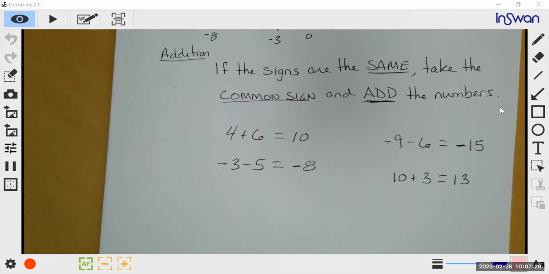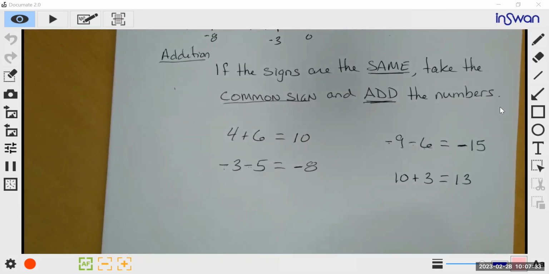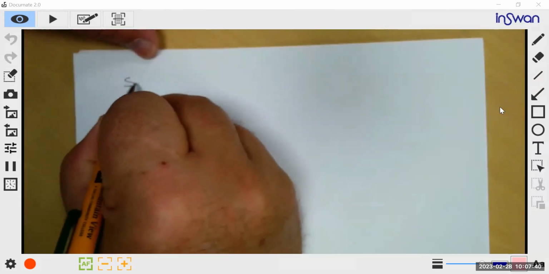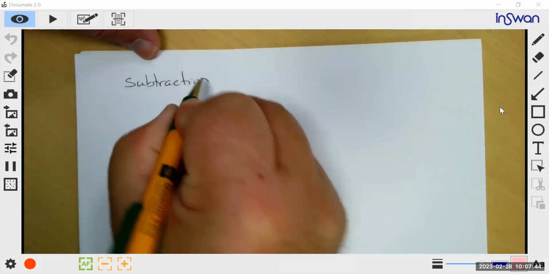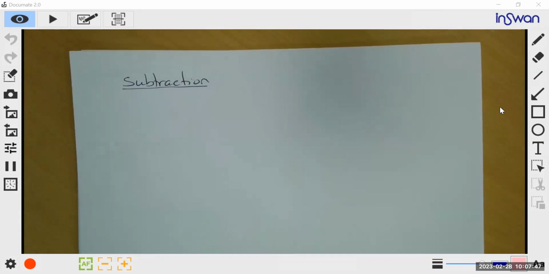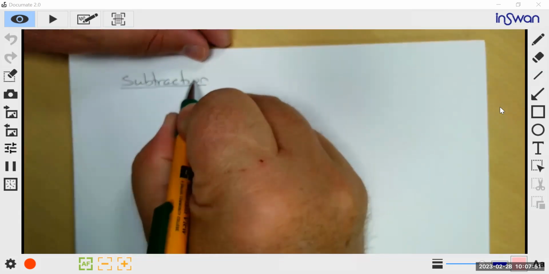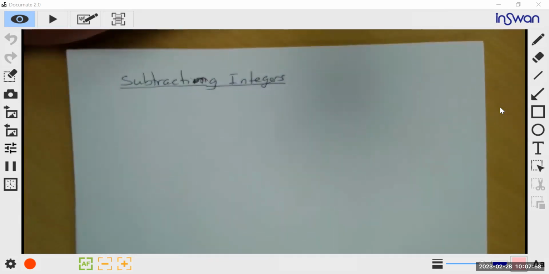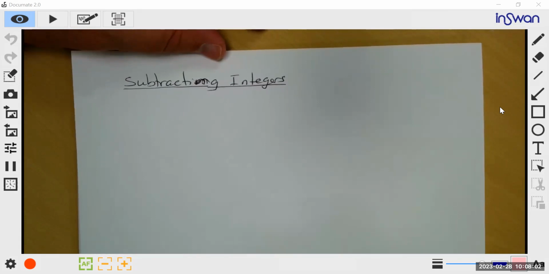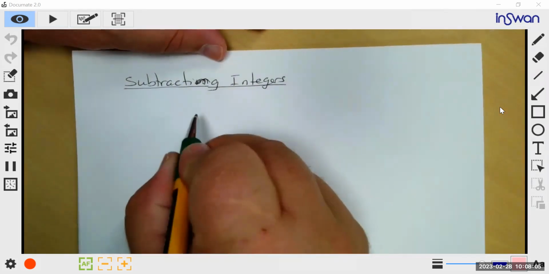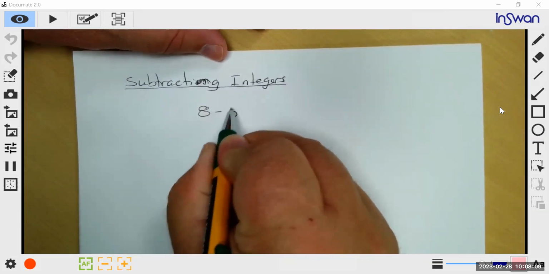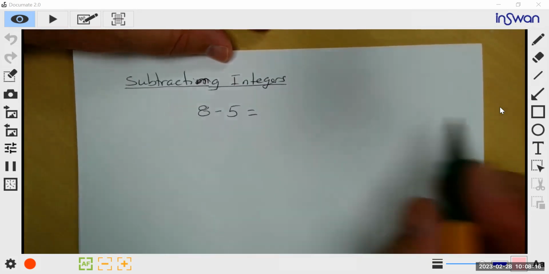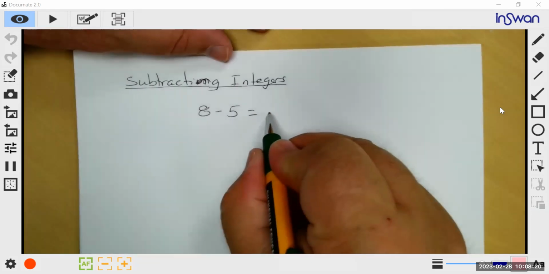Does that make it a little bit easier to look at whenever you have opposite signs? The same thing goes with subtraction, or subtracting integers. 8 minus 5 is what? Is it positive or negative? Positive 3.